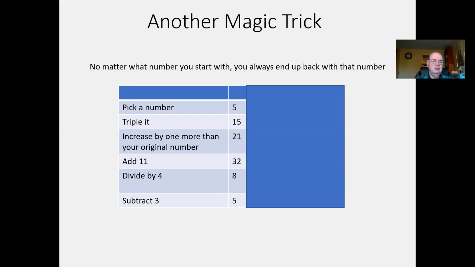All right. Humor me, guys, and play along and write down a number other than 5, some simple integer. And we'll triple it to get 15, and then we'll increase that by 1 more than the original number. So 1 more than 5 is 6, brings us up to 21. We'll add 11. We'll divide that 32 by 4 to get 8. And then if we subtract 3, by magic, we come back to our original number of 5.